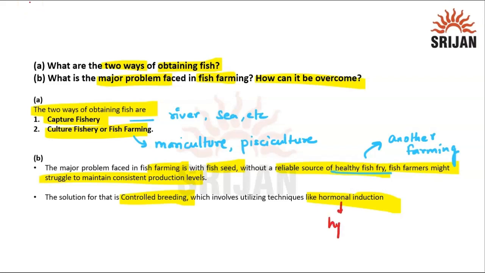And such a process is called hypophysation. Okay, so this is one of the processes through which you can address this major problem of fish farming as such.